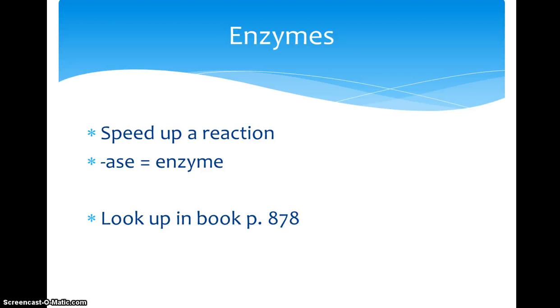The last slide here is on enzymes, and if you would write, enzymes speed up reactions, and we remember that they end in ASE. Not all of them, but when you see ASE, that's an indication you're probably looking at an enzyme. You're going to look up the functions of the enzymes you see on the table on page 878 in your textbook. And it will clearly tell you what kind of food it works on, carbohydrates, proteins, fats, glucose, whatever, and where it is found in terms of where it's made and where it's used.